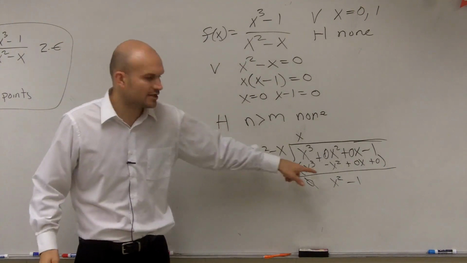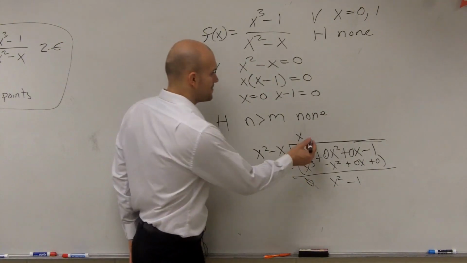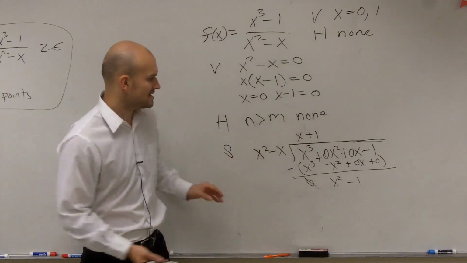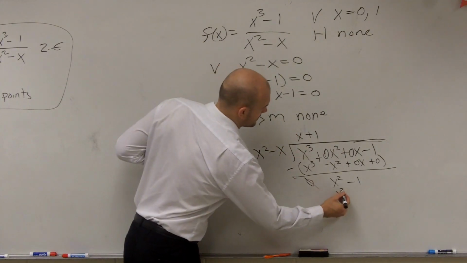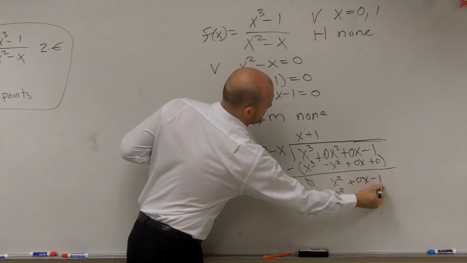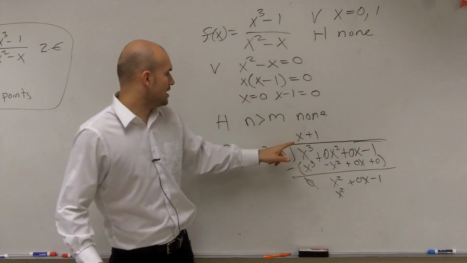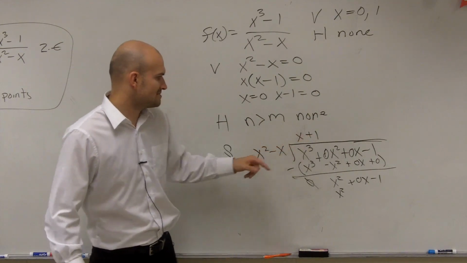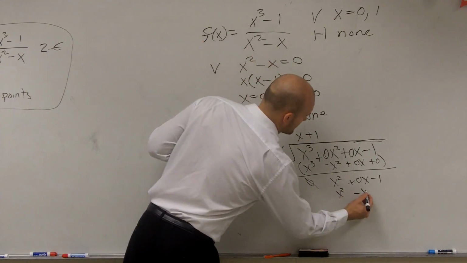So now I say, does x squared go into x squared? Yes, it does, one time. 1 times x squared is x squared. I'll just put those coefficients there. 1 times x squared is x squared. 1 times negative x is a negative x.